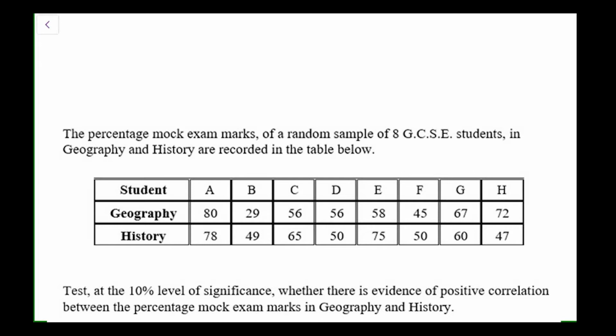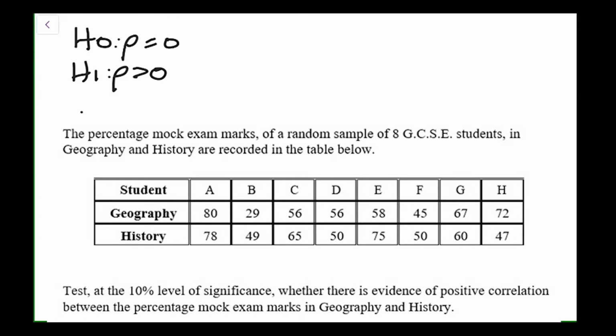We're going to start off with the hypotheses. The null hypothesis is that H0: rho equals 0, so the null hypothesis is that there is no correlation. The alternate hypothesis is that there is positive correlation, rho is greater than 0. This was told to us in the question. We were asked to test for positive correlation between the two subjects.